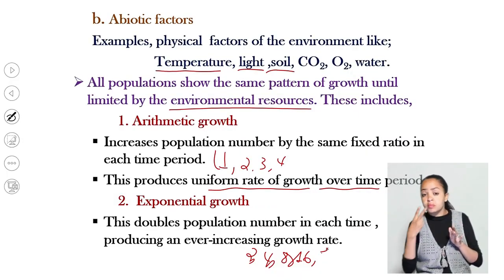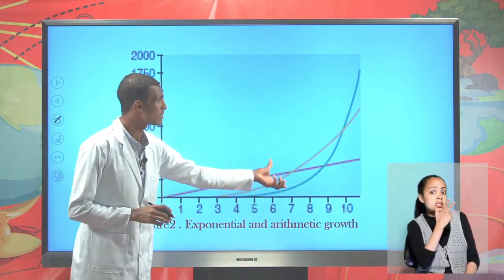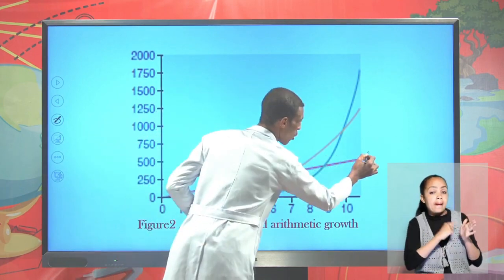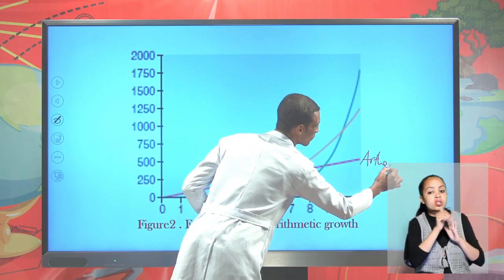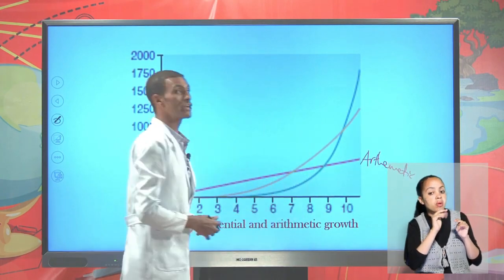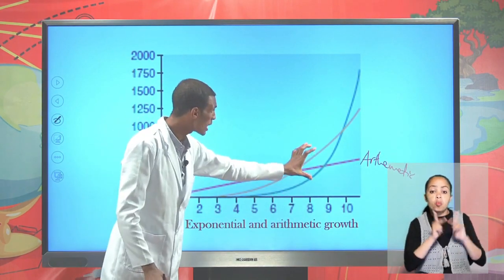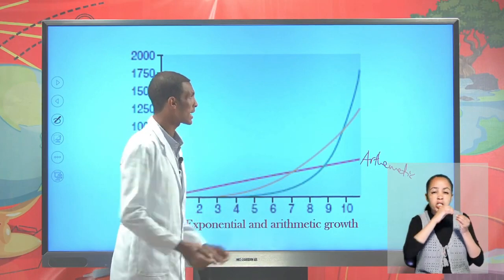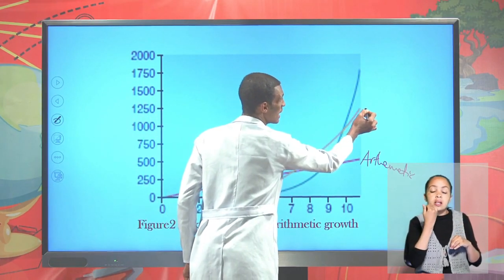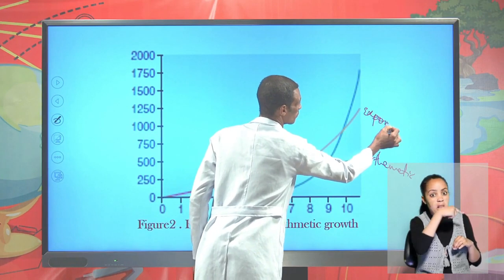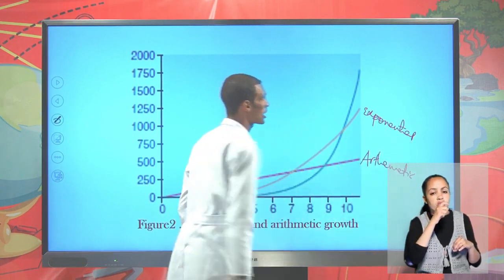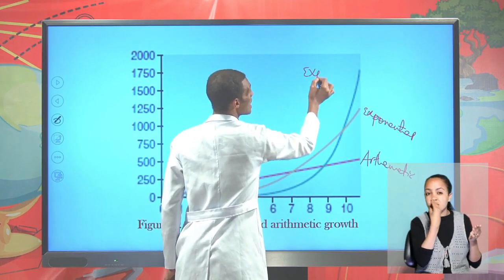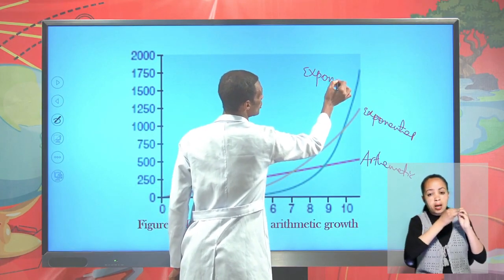Let me show this graphically. There are 3 main lines that indicate the pattern of population growth here. This red line indicates population growing arithmetically. Arithmetic population growth: the population size doesn't increase as much. Whereas the yellow line indicates exponential population growth. And this green line indicates a highly increasing population number, exponentially.